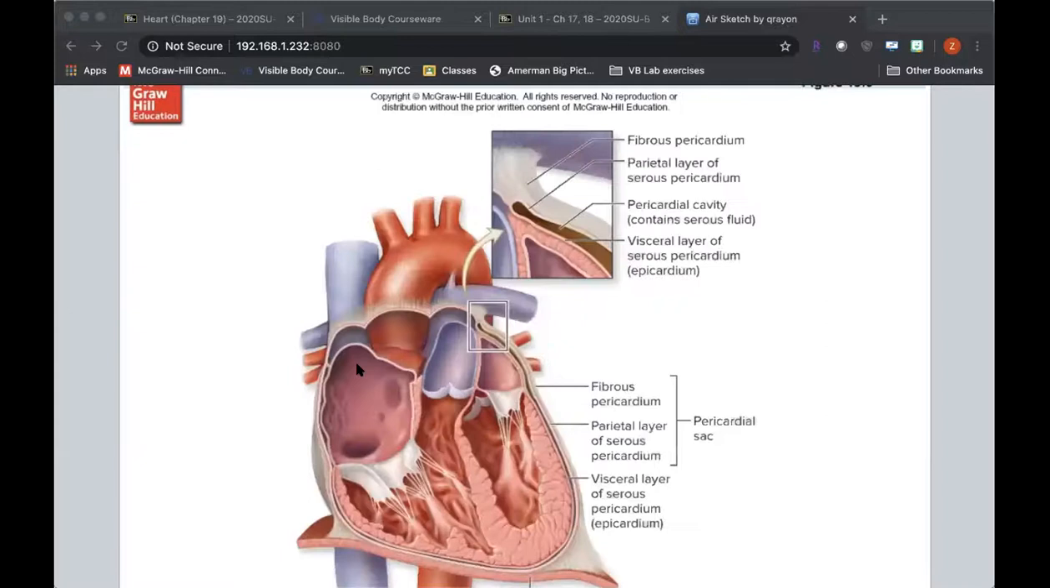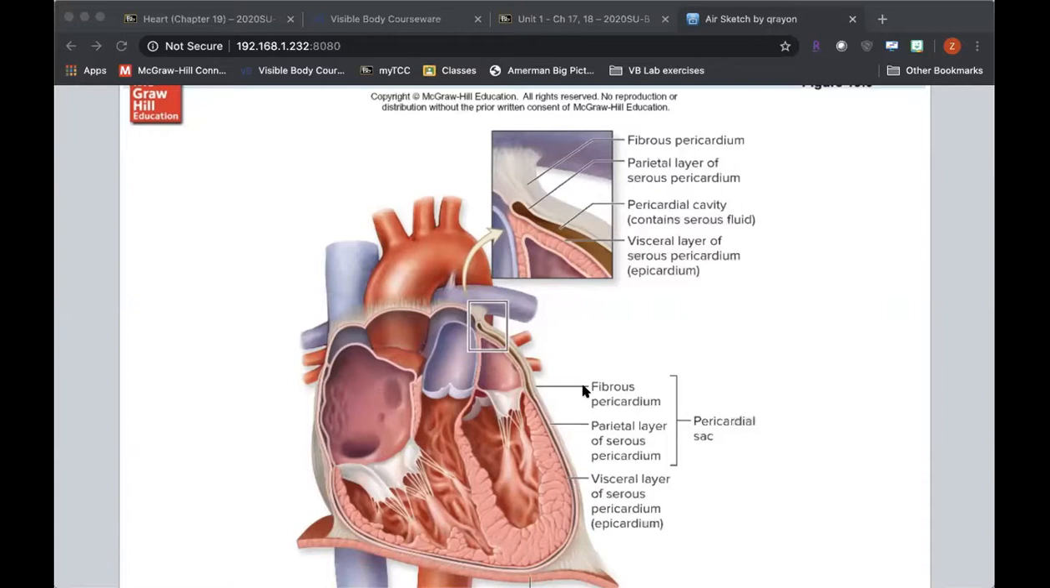The serous pericardium, because it is a double layer of pericardium, has a parietal layer or parietal side, and then the visceral layer. Parietal layer is, if you look at the magnified part at the top, the one that's attached to the fibrous pericardium.